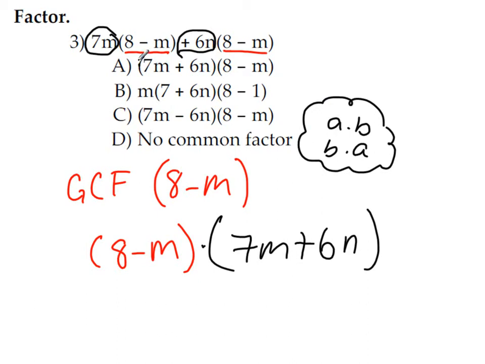Just be careful of choice C, in which you see that minus sign there. Very dangerous. They're trying to trick us, but we had a plus, okay? And then this other answer, I have no idea where they came up with it. And no common factor would be if you got scared because of the binomial. So A is our winner.